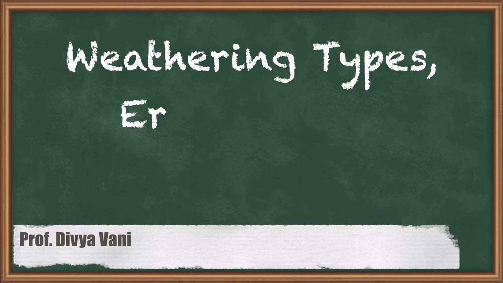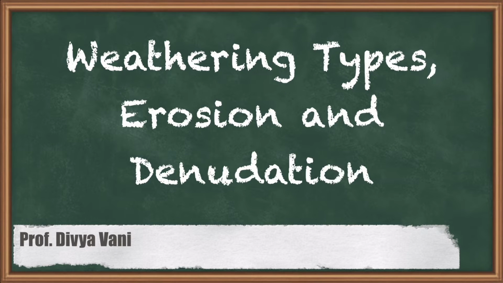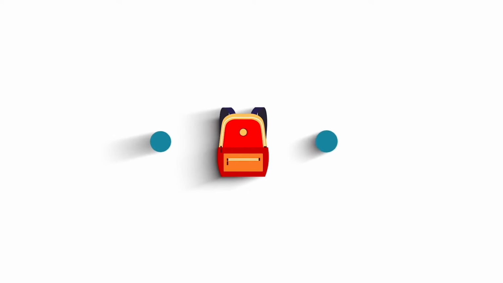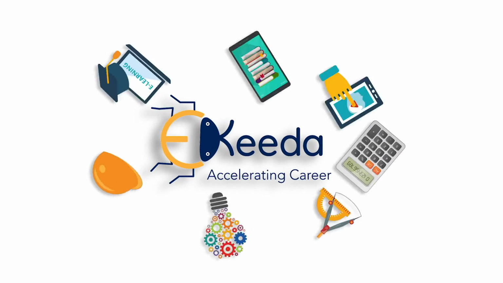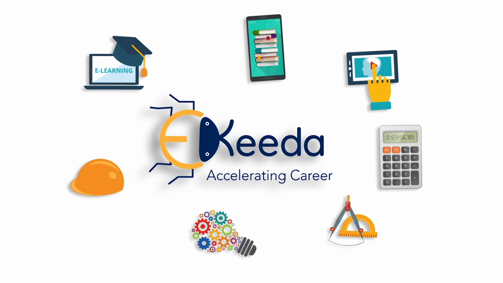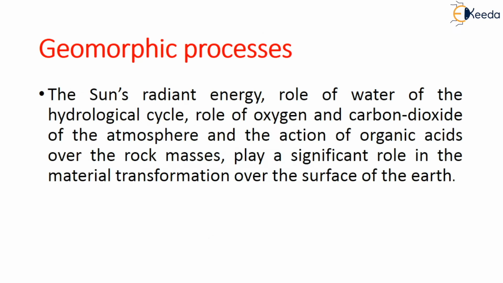Hello everyone. Today we are going to learn about the next topic in chapter 1, that is weathering types, erosion and denudation. Let us see what are the types of weathering and what do you mean by erosion and what is denudation. Before that we have to understand what is geomorphic process.